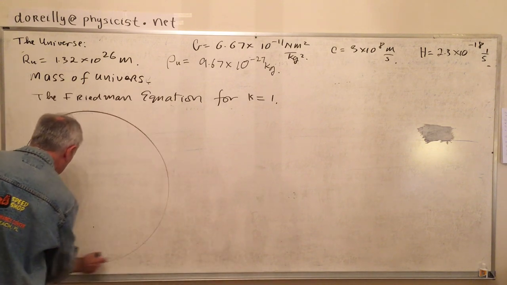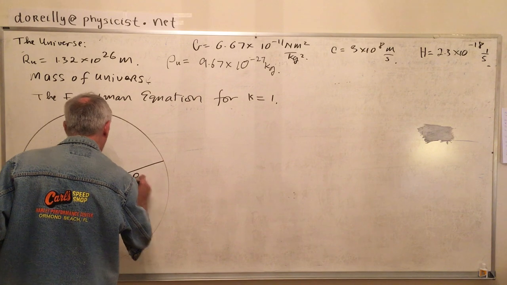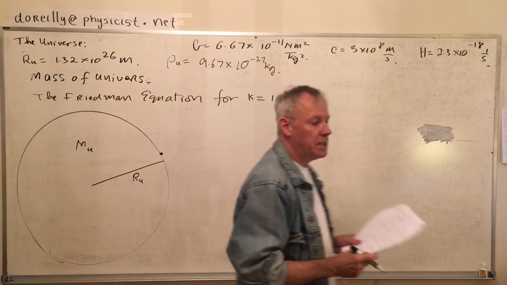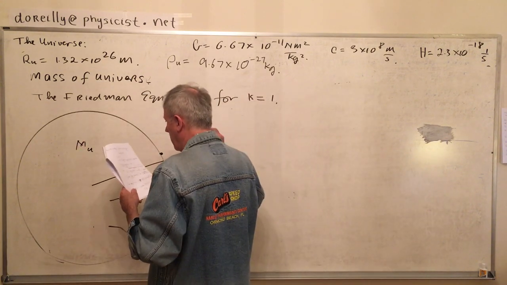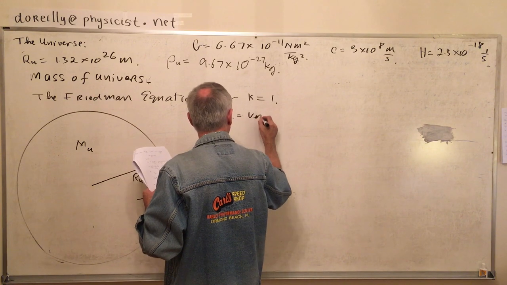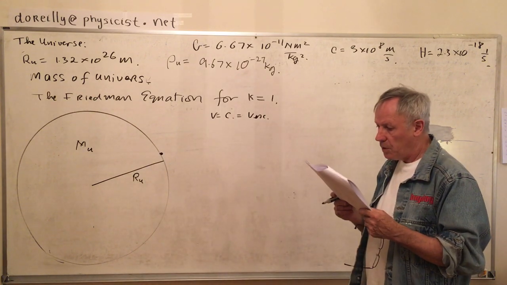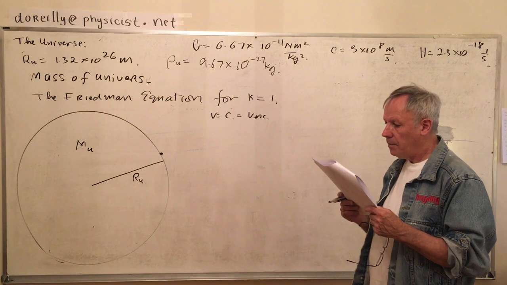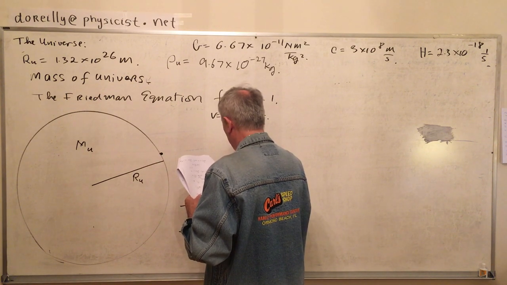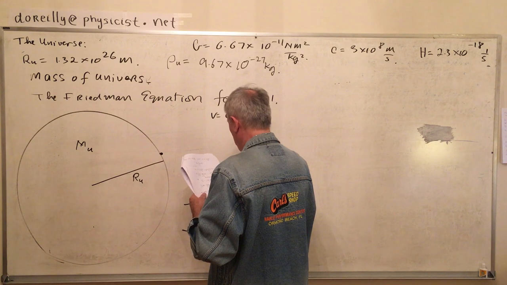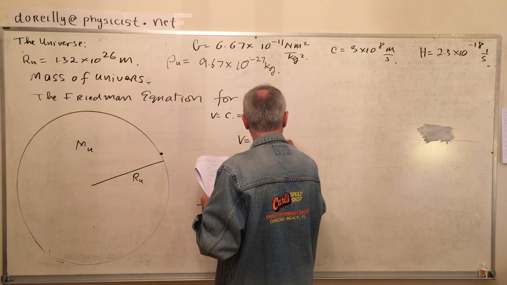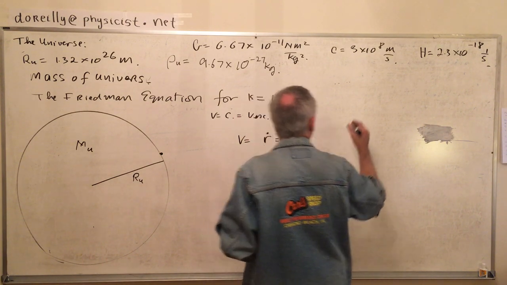All right, the Friedmann equation, k equals 1. So we have the universe. Now, on the surface of the universe, at the very end, what's the escape velocity? Well, the escape velocity is like anything else. It's going to be the speed of light on the surface of the universe. Now, what can we do? We can write an equation for the escape velocity.